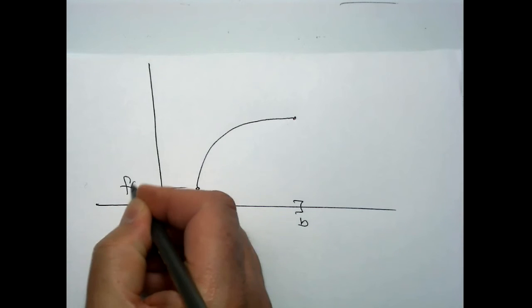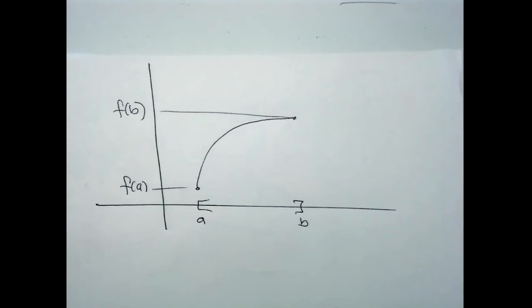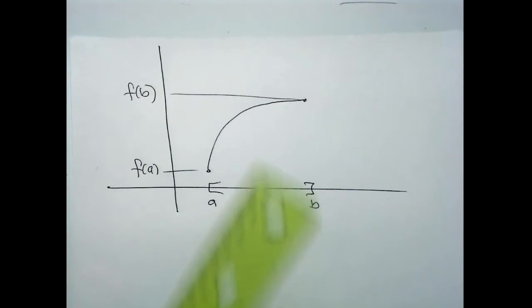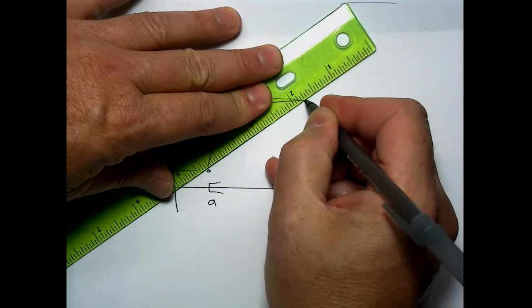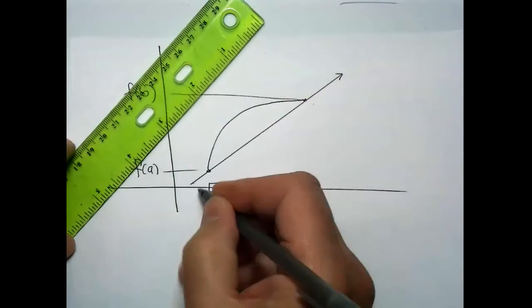This is going to be f of A. This is going to be f of B. And the very first thing you should do is determine the slope of the secant line that connects the endpoints. So I'm going to connect the endpoints and draw the secant line. Here it is.